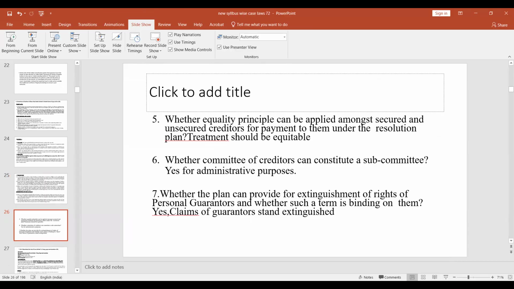Whether the committee of creditors can constitute a subcommittee, the Supreme Court said yes, a subcommittee may be formed but for administrative purposes only and the ultimate responsibility will be of the COC only.